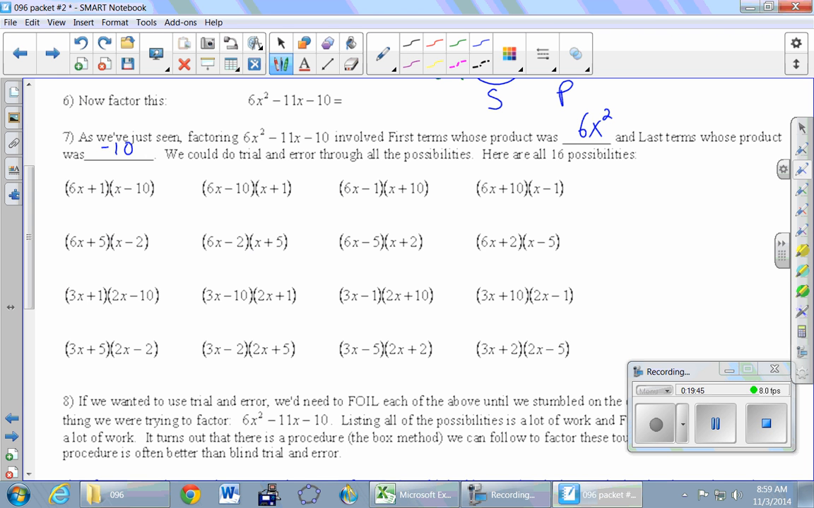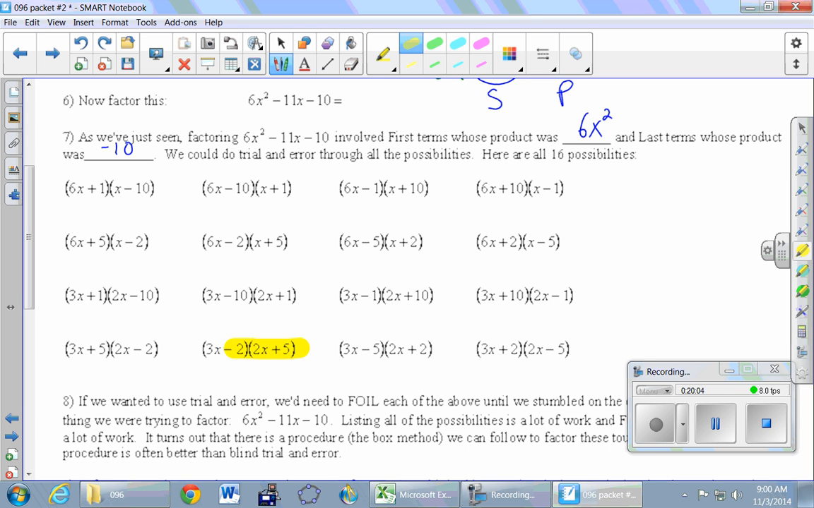Or we could do 1 and negative 10, or, wait, we said 1, -10, -1, +10, which again is different. And it turns out there are 16 different possibilities in those things that we listed. And one of these is the answer. Do you see it? Which one is the one?